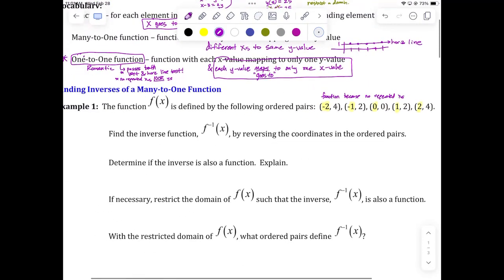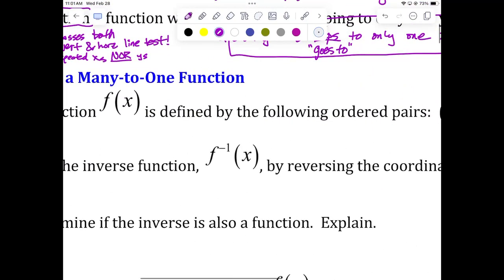Now, it says to find the inverse by reversing the coordinates. Notice what they used here. Instead of y to the negative first, it's f to the negative first. That's how we write f inverse. We read this as f inverse. We like to reuse the f because it shows that it's related to the original function, but we have to distinguish it somehow, and the -1 means that, hey, I undo what f does.